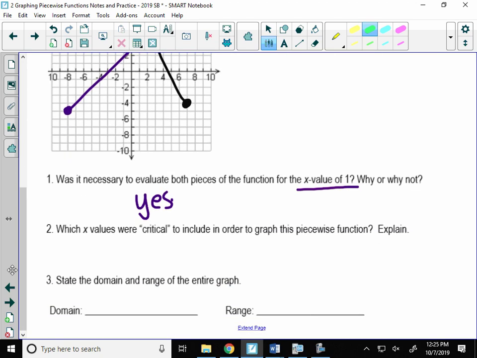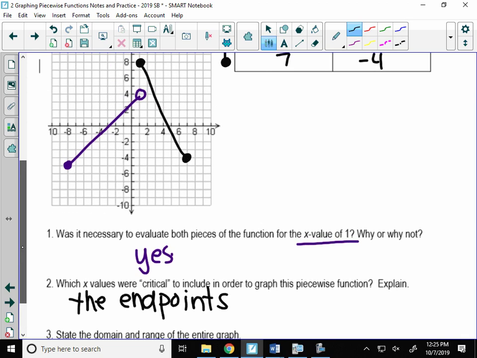The critical values were the endpoints, right? We talked about that before. All right, let's do domain and range here. What would be the domain of this entire graph? -8. Okay, so I'm going to write it up here just so I don't have to move the graph so much. -8 inclusive. And yeah, I go till 7 with the closed bracket.